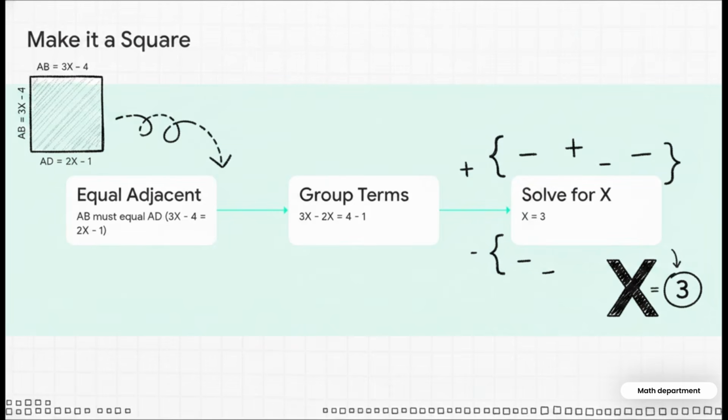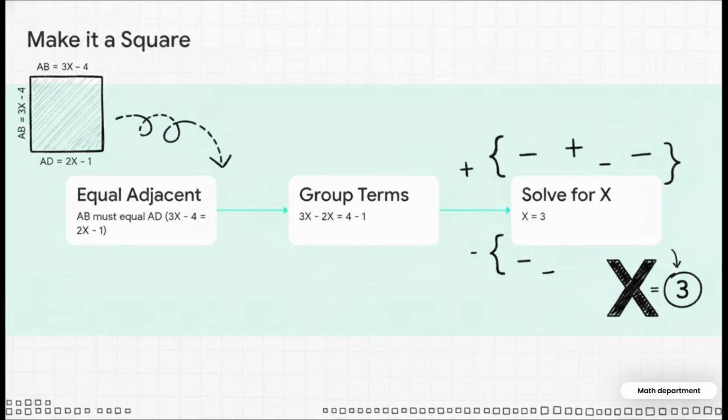The question here asks, what value of x forces a standard rectangle to become a square, given side AB is 3x minus 4 and side AD is 2x minus 1? Step 1. We know a rectangle already has 90-degree angles. To upgrade it to a square, it just needs its adjacent sides to be equal in length. So AB must equal AD.